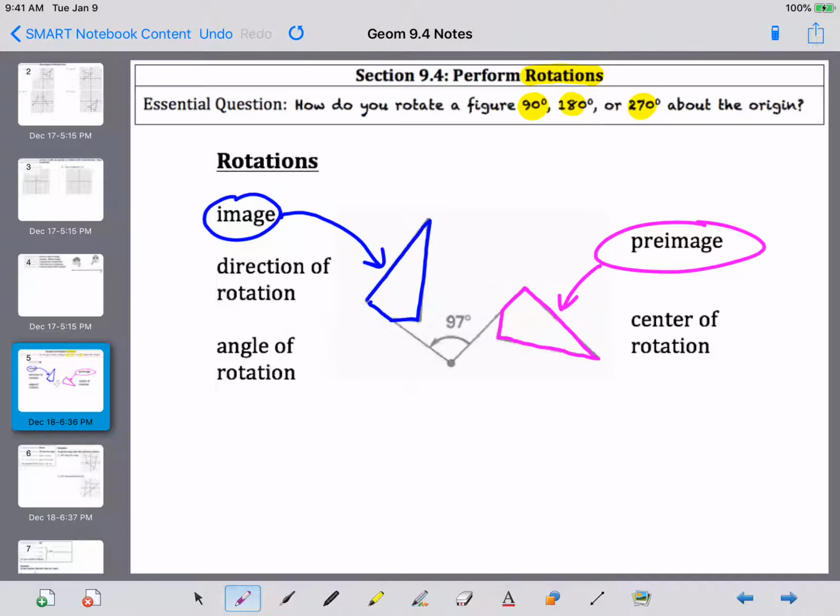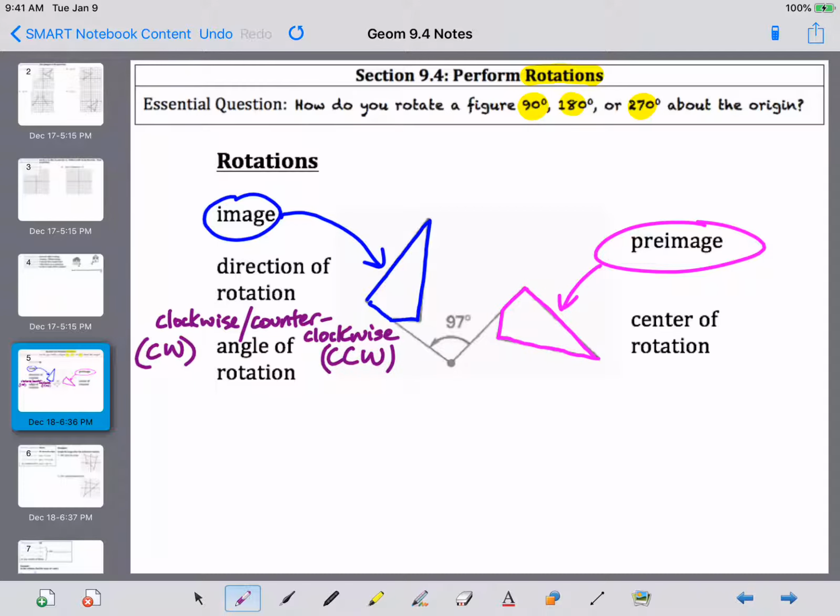Okay. The direction of rotation has two options. You can either rotate something clockwise, so the same way the hands on a clock move, or the opposite would be counterclockwise. All right, and instead of writing this out every time, we abbreviate these as either CW for clockwise or CCW for counterclockwise.